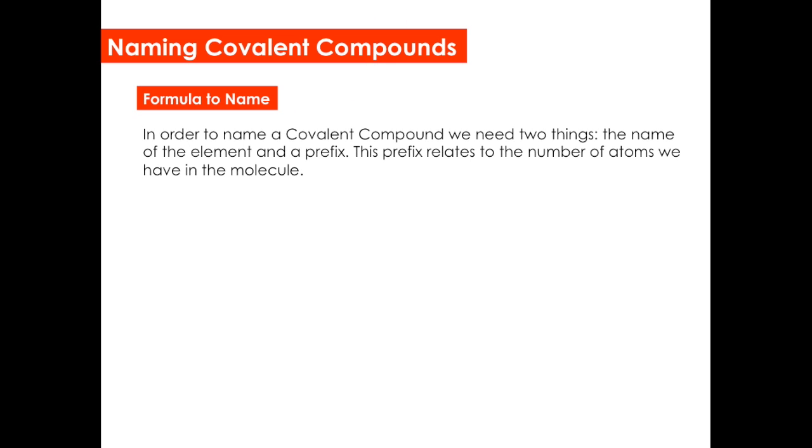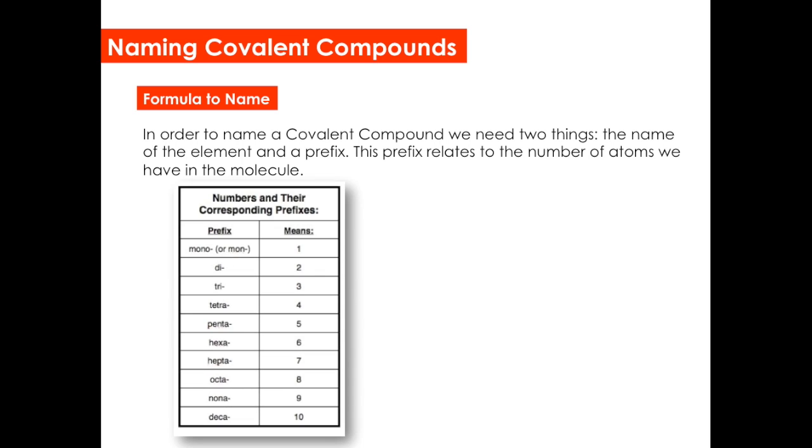Formula to name. In order to name a covalent compound, we need two things: the name of the element and a prefix. This prefix relates to the number of atoms we have in the molecule. The prefixes that we are going to be using are mono for 1, di for 2, tri for 3, tetra for 4, penta for 5, hexa for 6, hepta for 7, octa for 8, nona for 9, and deca for 10.